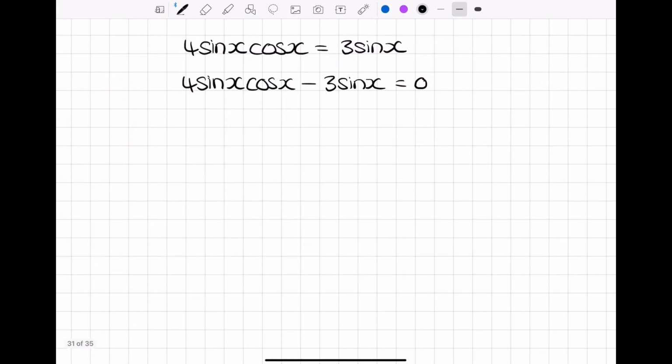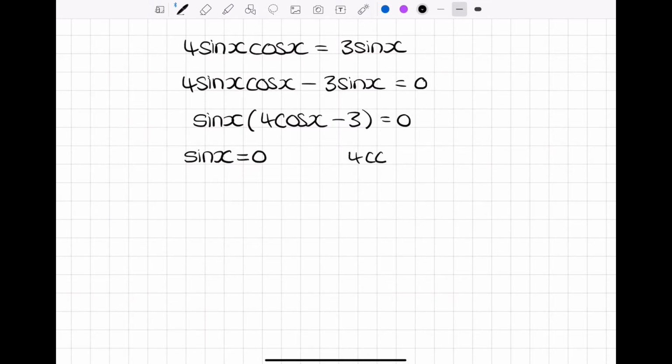What's nice about this one is they both have a sin x in, so I'll take out sin x, and what I'm left with is 4 cos x minus 3. So if this equation equals 0, and it's two things multiplied together, either the first one must equal 0 or the second one must equal 0.